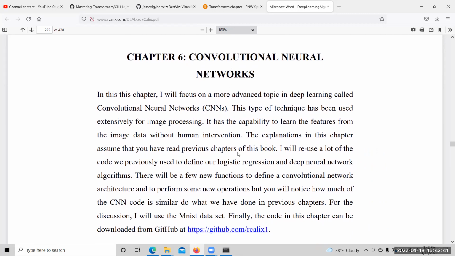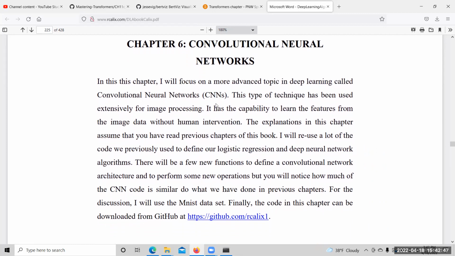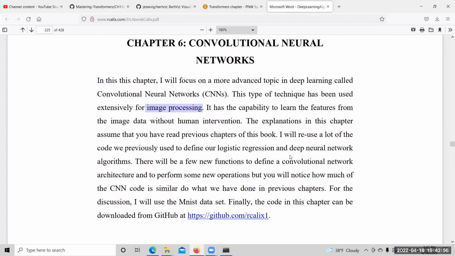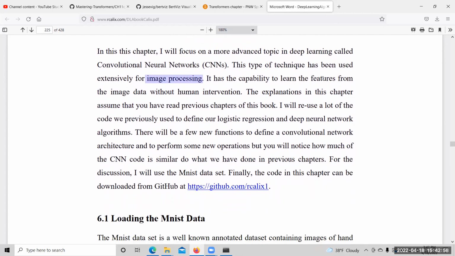All right, so here the discussion is on convolutional neural networks. This is, of course, a more advanced topic in neural nets. This type of technique has been used extensively for image processing. It has the capability to learn the features from the image data without human intervention.